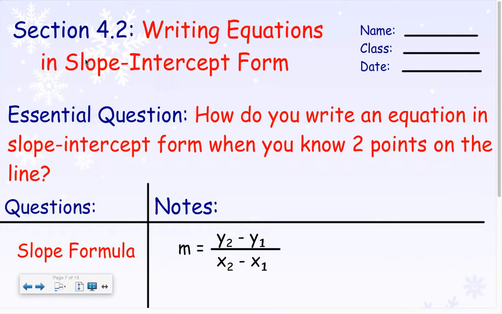Section 4.2, writing equations in slope-intercept form. Essential question: How do you write an equation in slope-intercept form when you know 2 points on the line? So the formula we're going to need to remember for this lesson is the slope formula, which is m equals, m representing slope, y2 minus y1 over x2 minus x1.